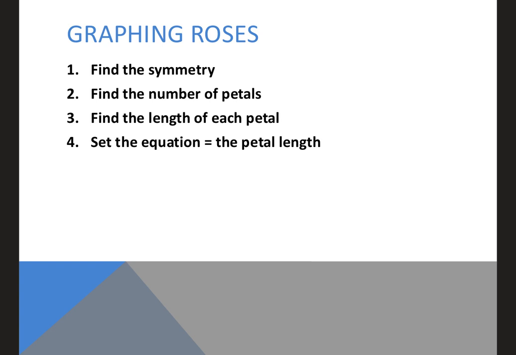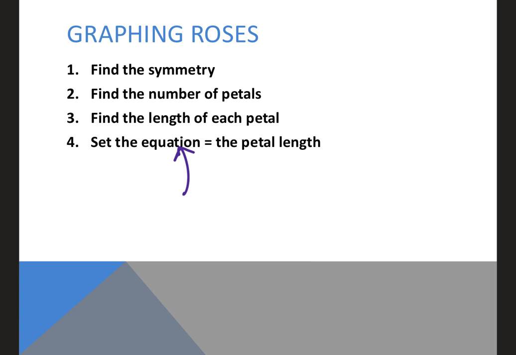We're going to figure out the number of petals. We'll find the length of each petal. And then we're going to take our equation and we're going to set it equal to the petal length. And that's going to tell you where all the petals are. This part is where it gets confusing because we pull back in our multiple angle equations.